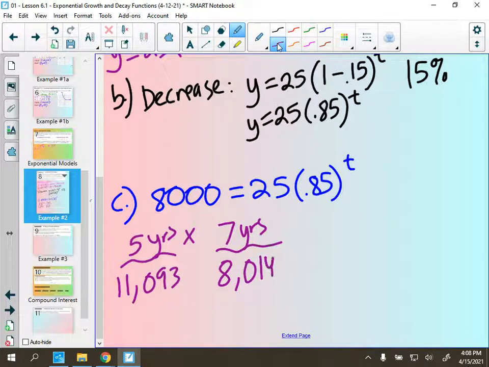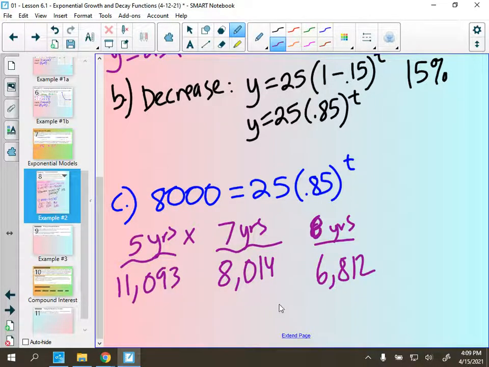$8,014 ish area. I know there's some cents in there, but that's pretty close. We could look at 6, but we probably go the other way, go to 8. After 8 years, you could look at 6 too. After 8 years, my car is going to be worth less than this. It's worth about $6,812. So just slightly after 7 years, my car reaches that value of about 8,000.